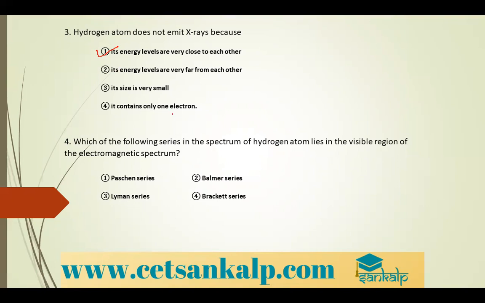Which of the following series in the spectrum of hydrogen atom lies in the visible region of the electromagnetic spectrum? Visible, it is nothing but Balmer. I think you would have studied the energy level diagram. Based on that, it is the Balmer series. Why? Because the transition from higher states to n is equal to 2 leads to the emission of radiation with wavelengths 656 nanometer to 365 nanometer. These wavelengths fall in the visible region, because visible is 400 nanometer to 750 nanometer. So it lies in this visible region, and that constitutes the Balmer series. I hope you are clear with that.